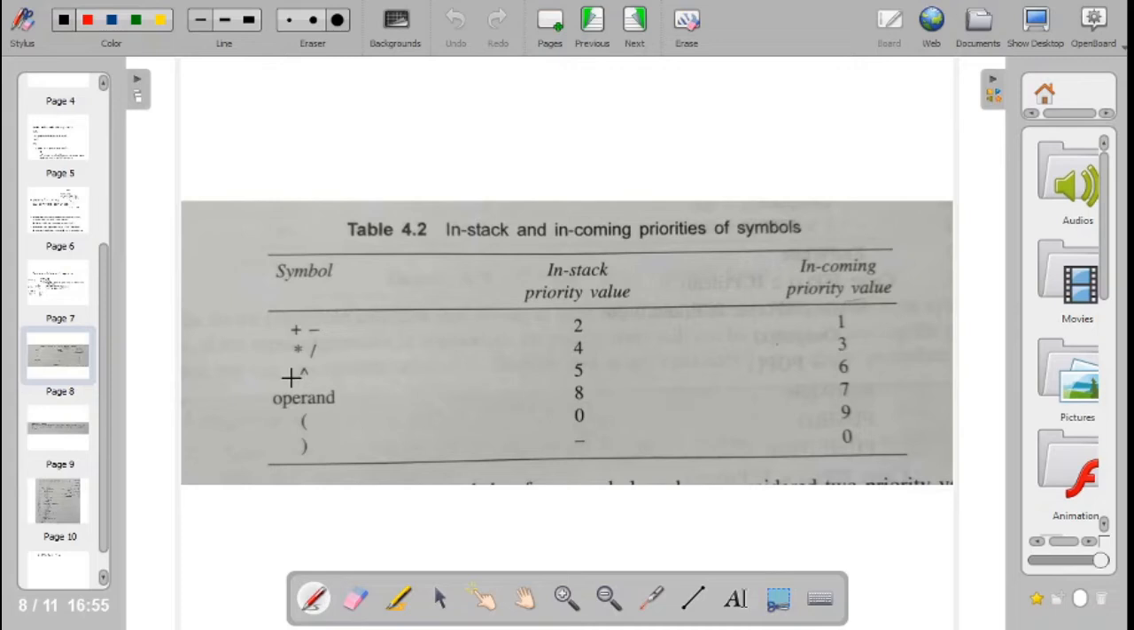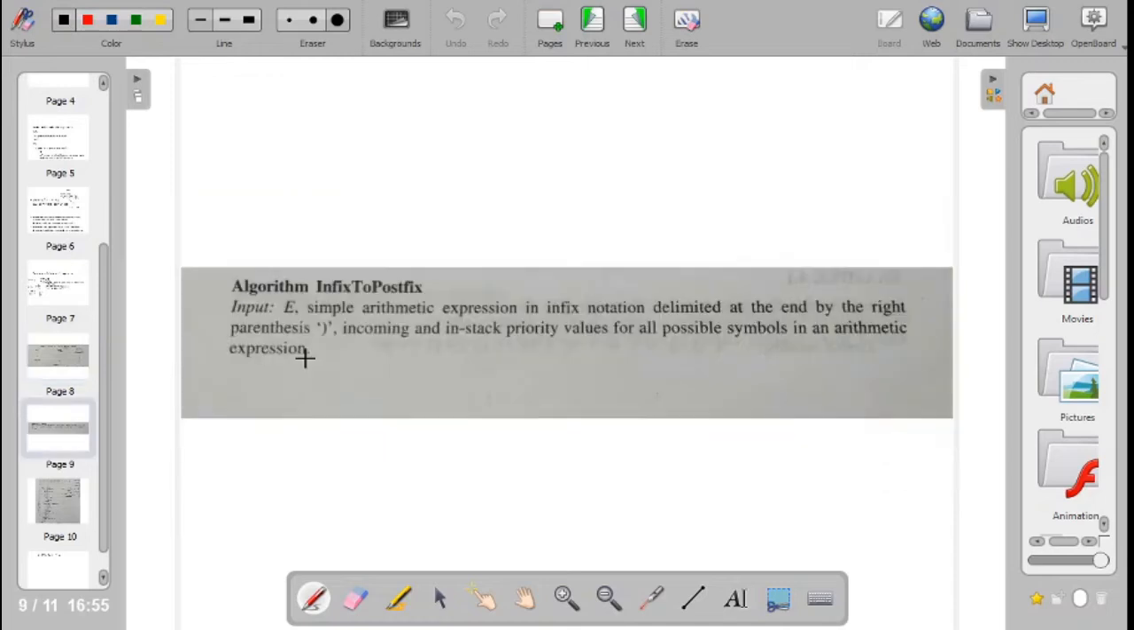Now, if you look at the exponentiation operator, here the incoming priority value is higher than the in-stack priority. This is because exponentiation is right associative. So, this is how the precedence or priority values are maintained in order to compare for the algorithm. Okay. Now that we have seen it, we can move on to the actual algorithm itself.